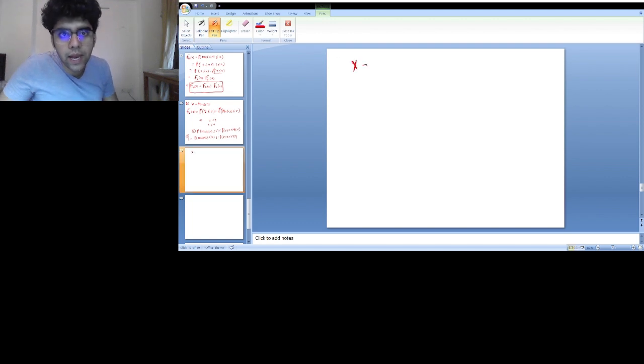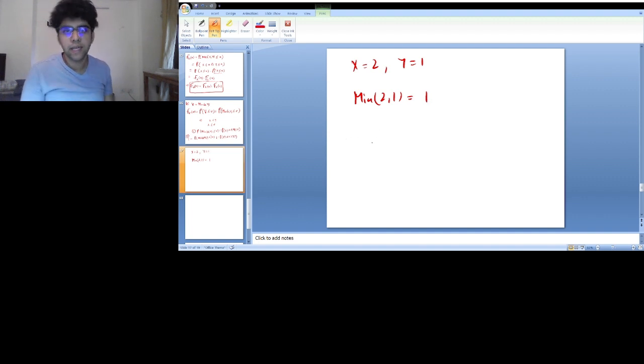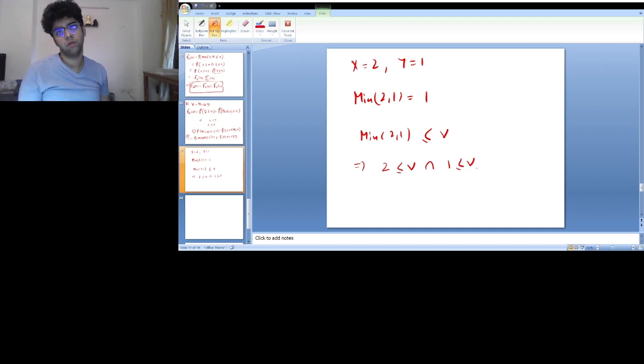So let my x be 2 and my y be 1. So min of 2 comma 1 is 1. So we are saying that min of 2 comma 1 is less than equal to v, which implies that 2 is also less than equal to v, intersection 1 is also less than equal to v. But this is wrong. Why?